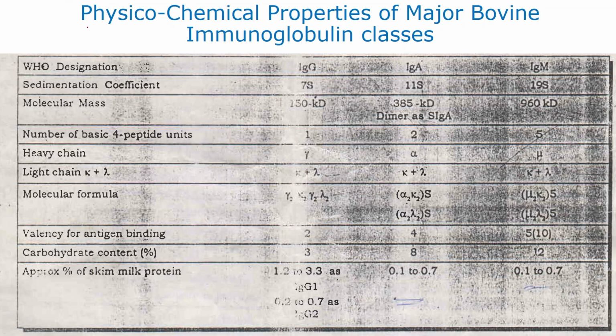Now let us see the very important physicochemical properties of the major bovine immunoglobulin classes. I told you that in bovine milk we have IgG, IgA and IgM, and the sedimentation coefficient of IgG is 7S, IgA is 11S and IgM is 19S. So the sedimentation coefficient of 7S indicates a molecule of low molecular weight, whereas IgM is a molecule of higher molecular weight.